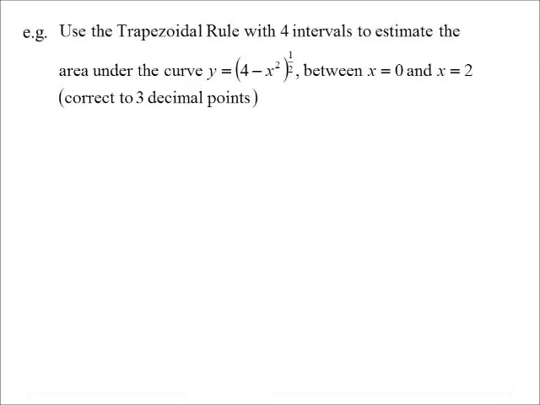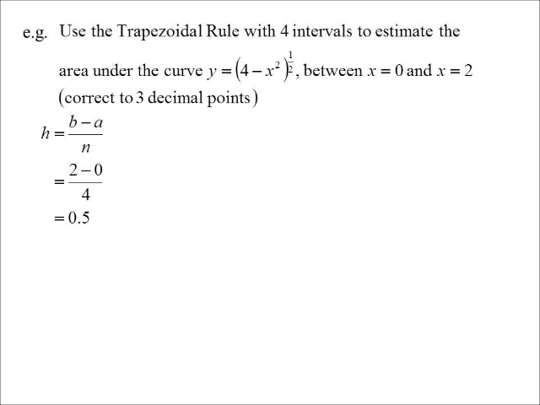I've chosen a curve that, at this stage, we can't integrate, but we do know how to find the exact value, because 4 minus x squared to the power of half is, of course, a semicircle. And we're going between 0 and 2, so I'll actually have a quarter of a circle. So I can work out the exact value so we can compare how good our estimate is. We're going between 0 and 2 for intervals. Sometimes they'll use the term intervals, sometimes strips, sometimes sub-intervals, sometimes trapeziums. It all means the same thing.